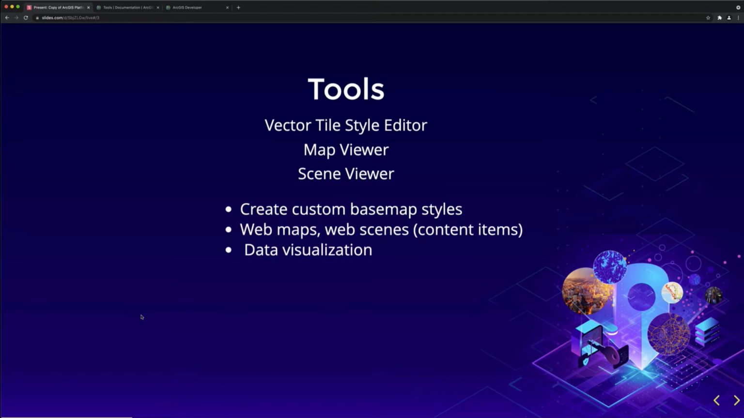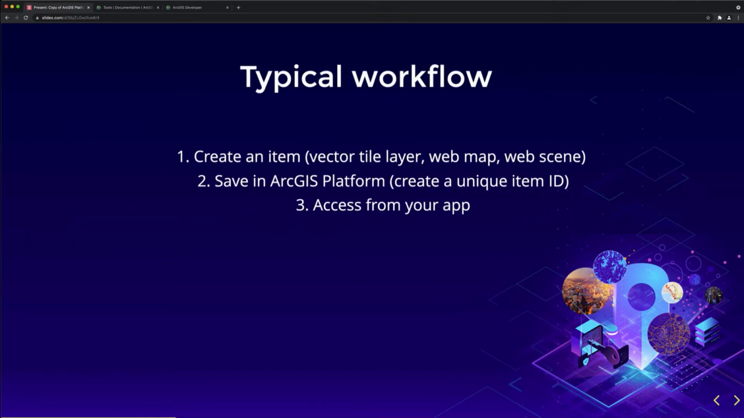Again, the Vector Tile Style Editor is used to create custom basemap styles. And for Map Viewer and Scene Viewer, these are where you create a web map or web scene and also perform data visualization. In Map Viewer, you can also perform spatial analysis, but spatial analysis is another topic that I won't cover here. A typical workflow is that you create an item, so this could be your vector tile layer, you save it in the platform, which creates a unique item ID, and then you access it from your application.